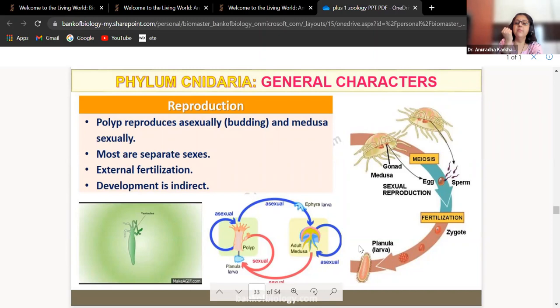What do you want me to explain? Medusa? Medusa is this. When a bud from the polyp breaks out, it will develop into an Ephyra larva. The Ephyra larva will eventually form the adult stage, which will be called the medusa. So the medusa is free floating and an umbrella-like structure, which is not attached to any substratum. It is going to make the gametes, male gametes and female gametes. Okay? So that is the role of the medusa.